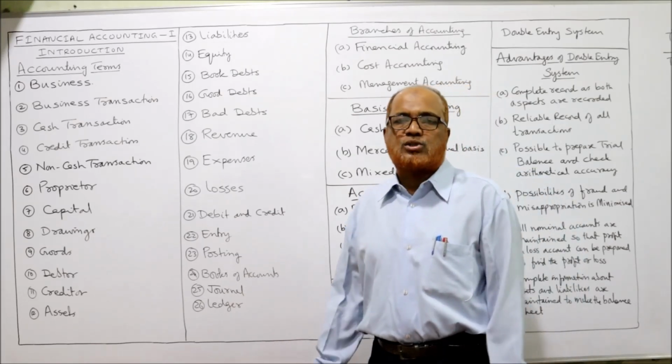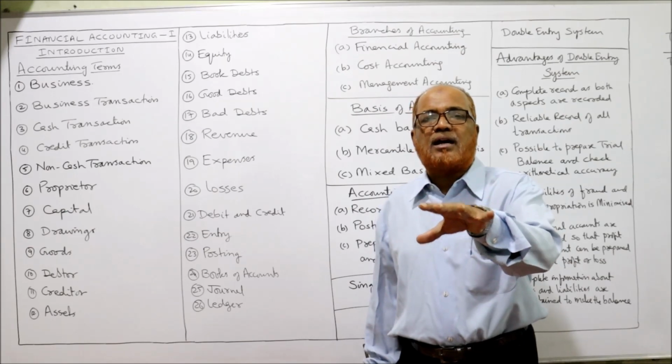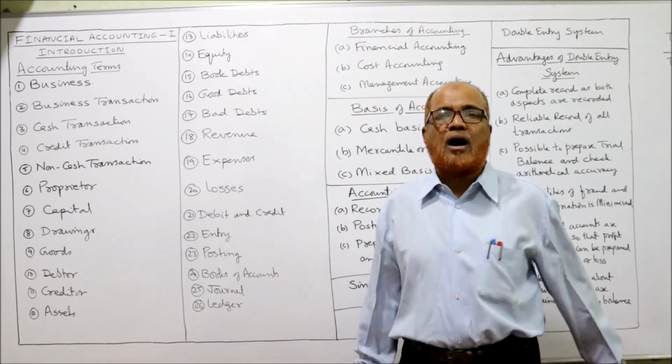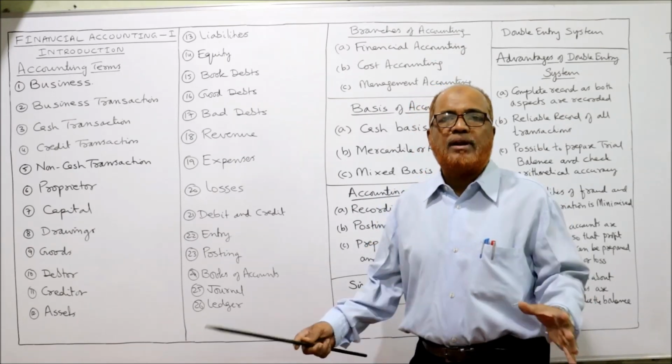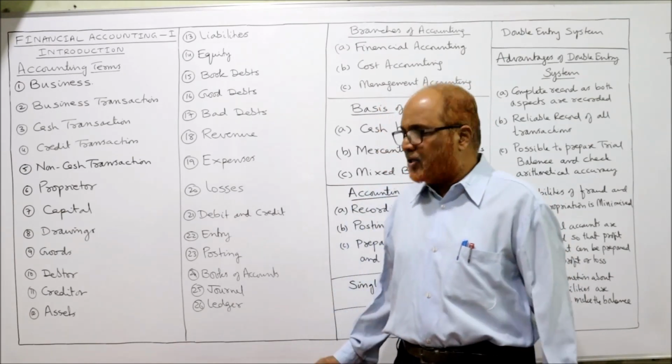Next comes books of accounts. All the books in which systematically accounting is done are called books of accounts. So normally the main books of accounts are two, journal and ledger.